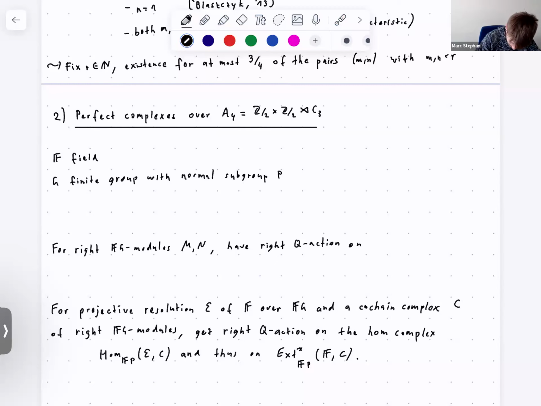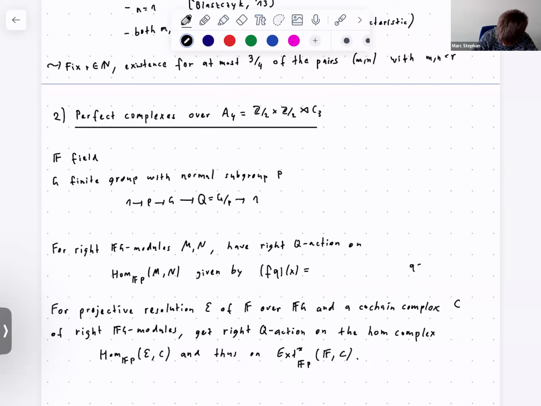And so we get a short exact sequence of finite groups, 1 to P to G, and then we take the quotient that I'll call Q. So this is our Q. And we consider FG modules M and N, and we can look at the FP-module homomorphisms from M to N. And on this, we get a right Q action, where on a homomorphism f, an element of Q acts as follows: this Q will have a representative g, and we act by sending x to f of x g inverse, g.